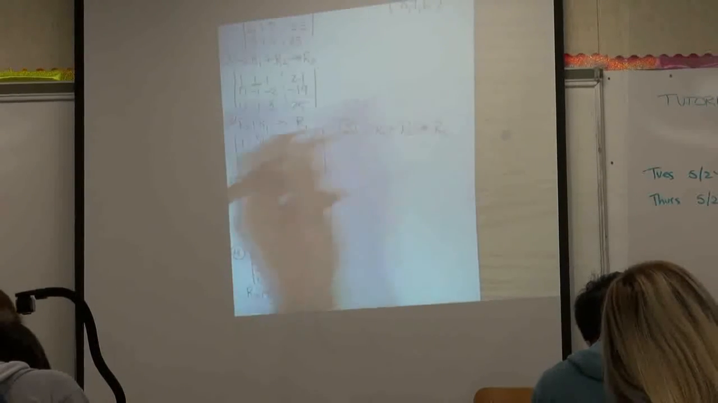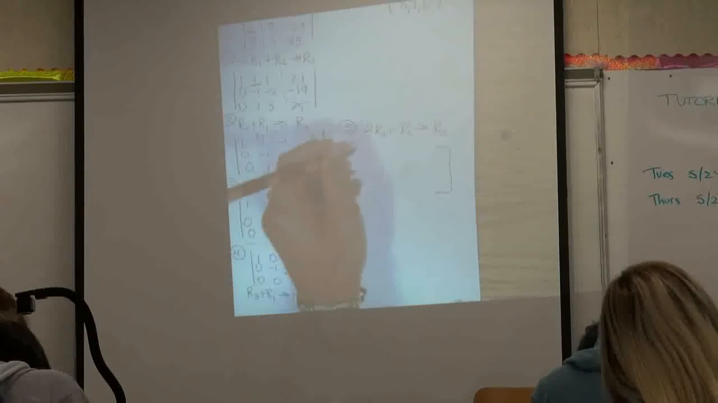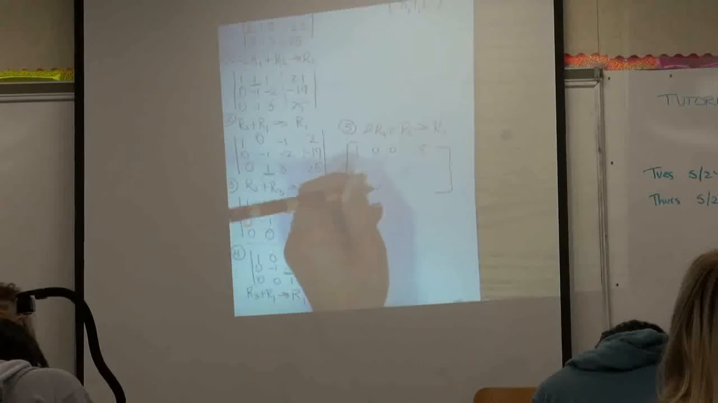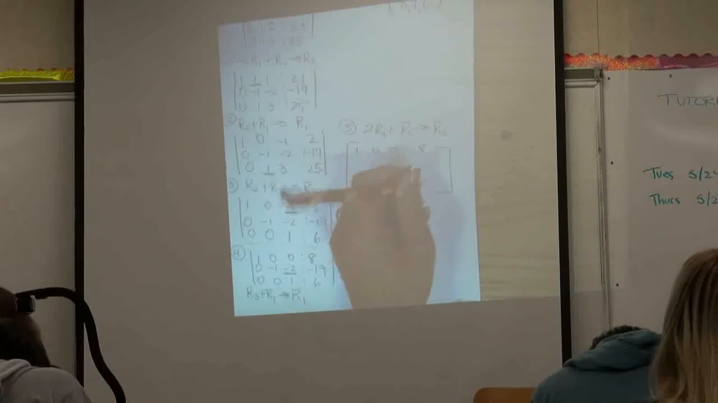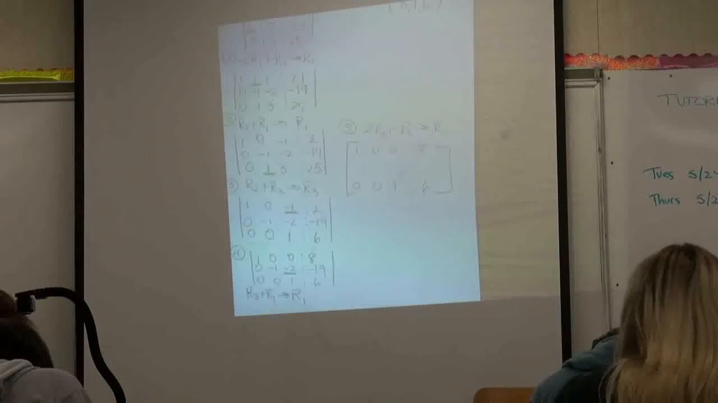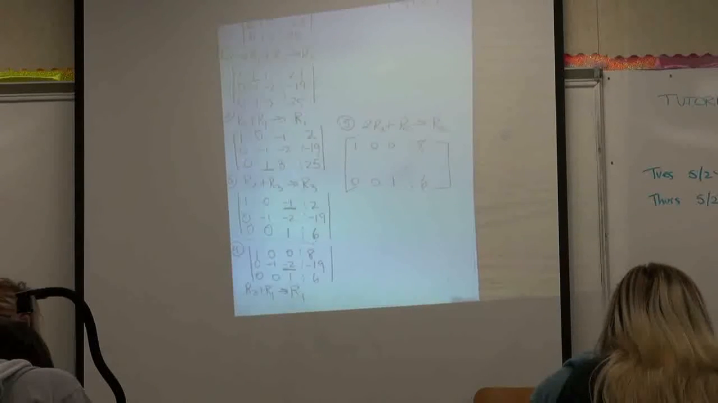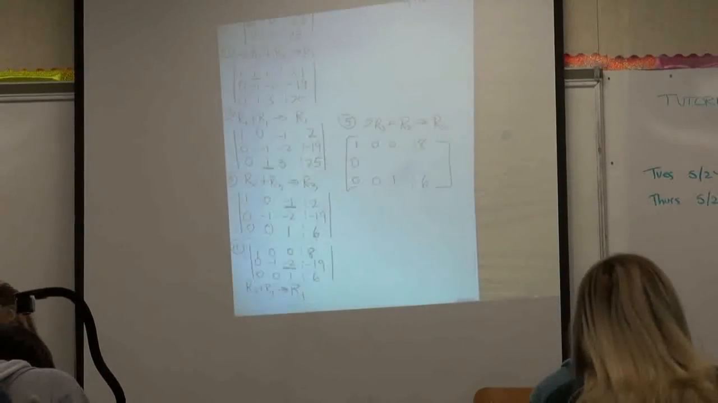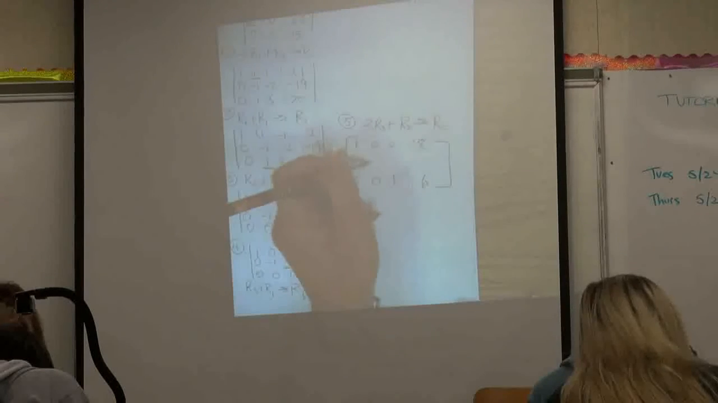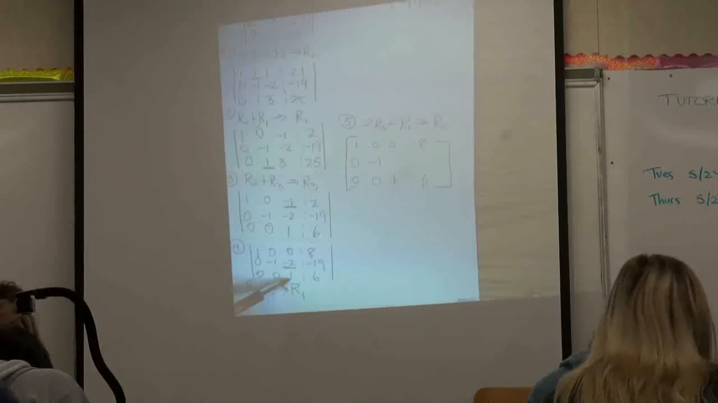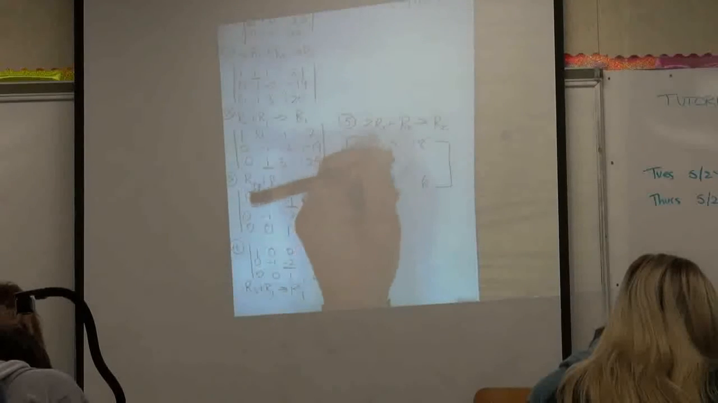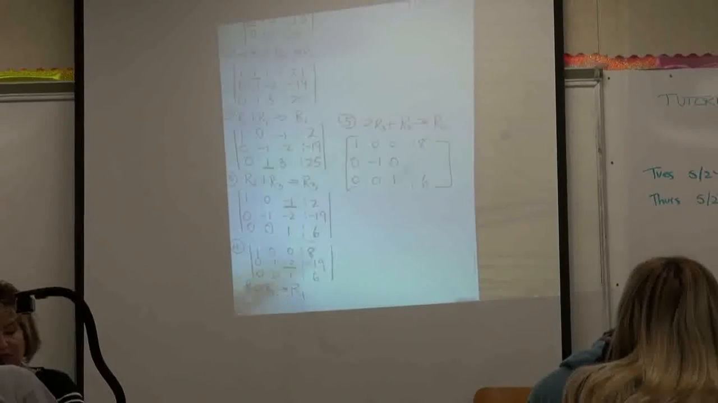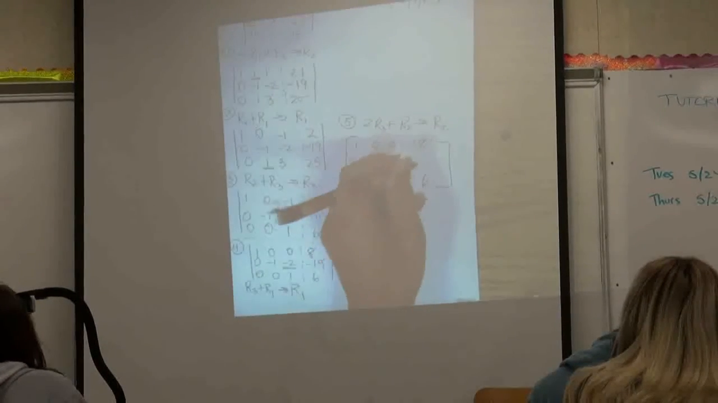Good. 1 0 0 8 0 0 1 6. Have you been doing this with us? Two times 0 plus 0 is 0. 2 times 0 plus -1 is -1. 2 times 1 is 2. Plus -2 is 0. 2 times 6 is 12. Plus -19 is -7.